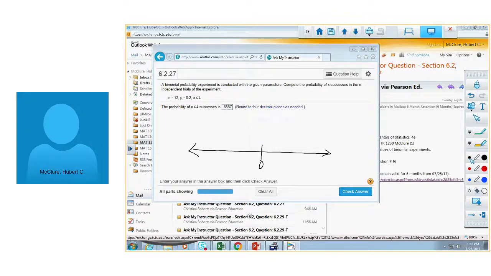No, wait a minute, let's see. A binomial experiment is conducted with the given parameters. Compute the probability of X successes in n independent trials. Okay, it says 4, 3, 2, 1, 0. Okay? Now there's no negatives in this formula. You can't use negatives. This says X is less than or equal to 4.